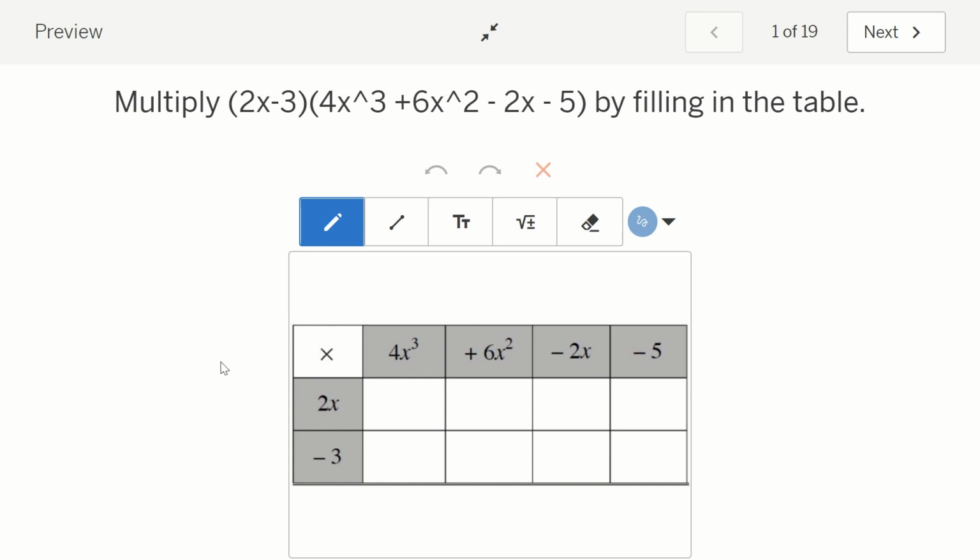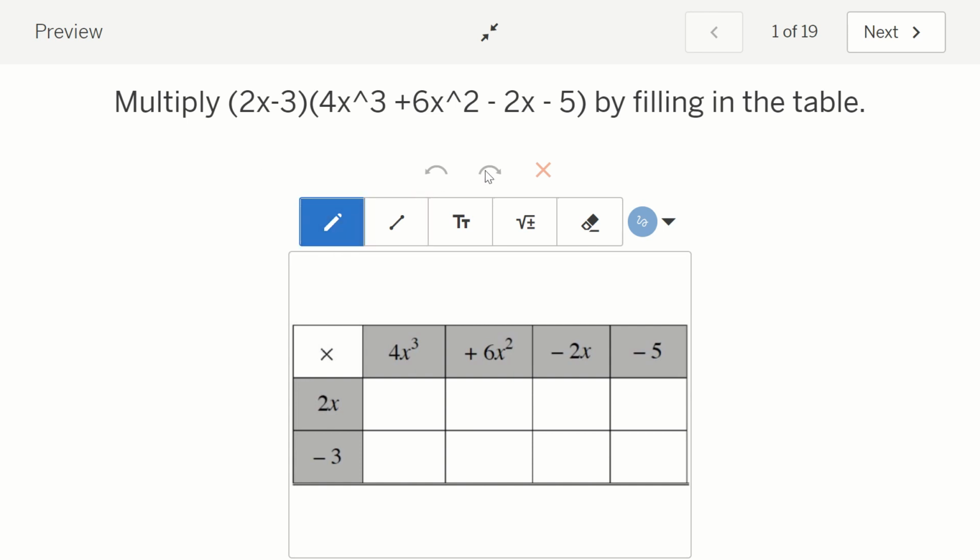So we are going to multiply 2x minus 3 times 4x to the third plus 6x squared minus 2x minus 5. Just note that when you don't have a mechanism of doing an exponent, the notational convention is to use this little caret to indicate the exponent, and that is located on the same key as the number 6. So you would do shift and then that, and sometimes it'll actually kick you over to an exponent, and sometimes it'll just display the caret. So all right, and so this is set up down here.